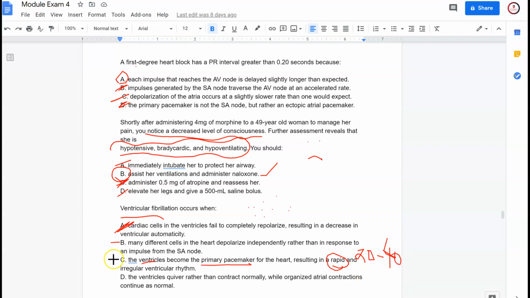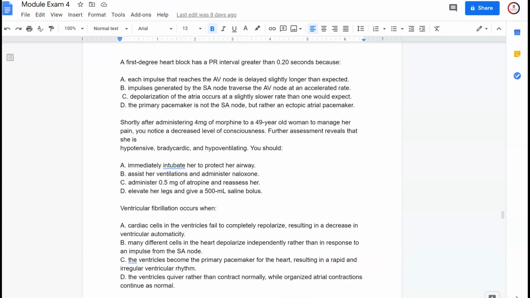Ventricles quiver rather than contract normally, while organized atrial contractions continue as normal. No, because there are no organized atrial contractions. Close. They started off the sentence really good, but there's no atrial contractions. So your best answer is B. I'm getting the hang of this now a little bit. All right.